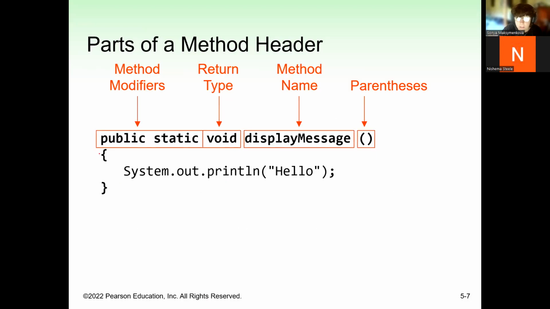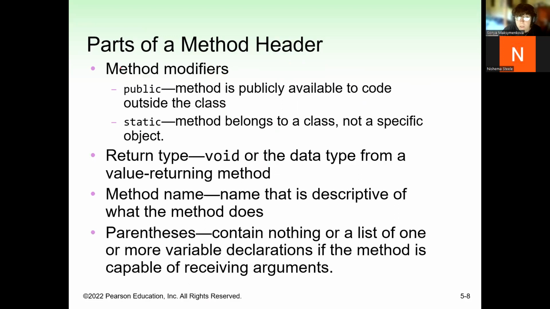Yes, and this is just our body right here. This whole thing is considered the body of our method. Now let's look a little bit closer. As I said, public means your method will be publicly available to any code that's outside of the class. Then static means that this method belongs to a certain class and not a specific object.